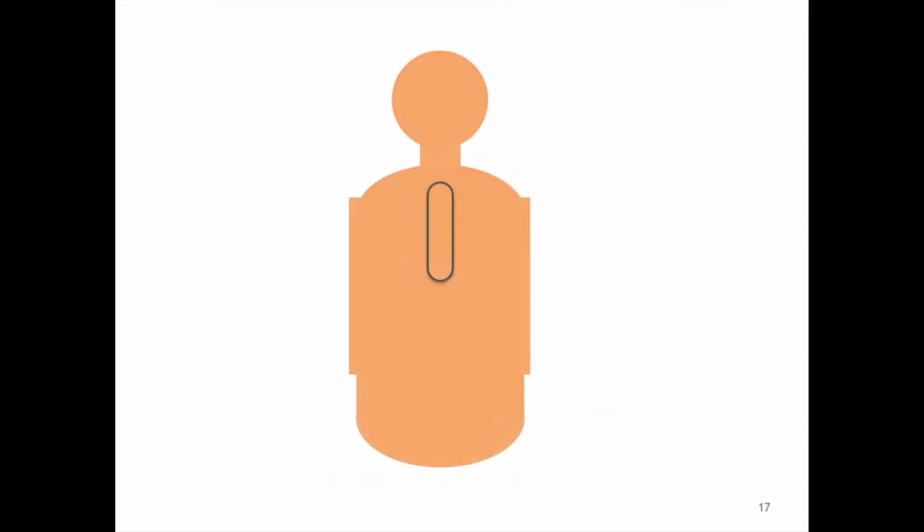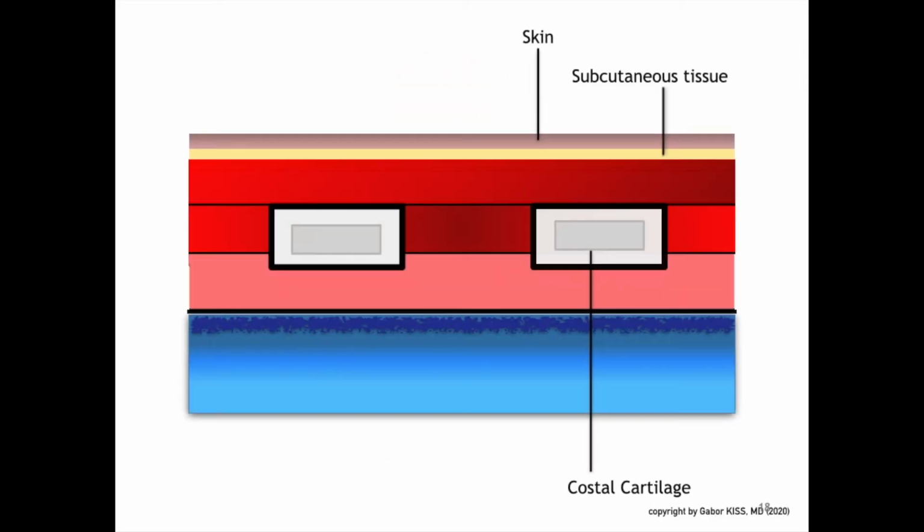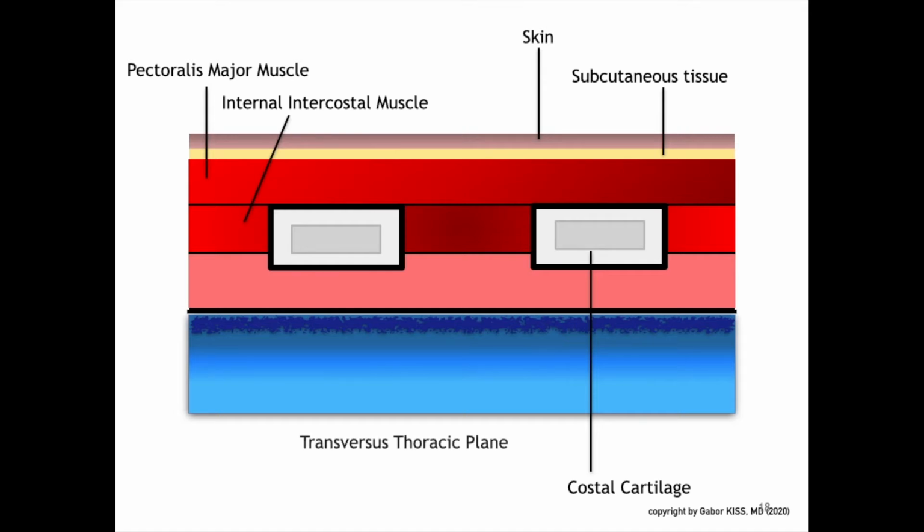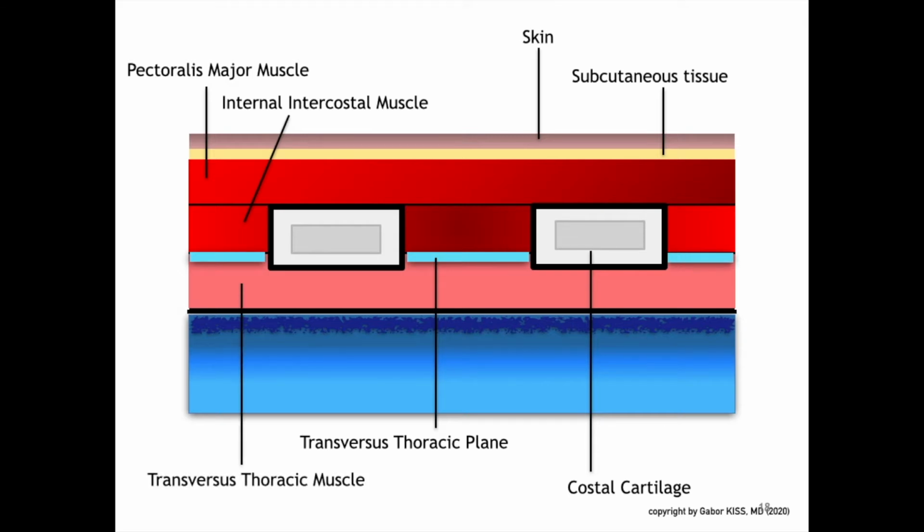Let's have a view on the anatomy on a cross-section view about 2 cm lateral from the sternum, and we will recognize the following structures: the pectoralis major muscle, internal intercostal muscle, the transversus thoracic plane, the transversus thoracic muscle, with underneath the pleura.